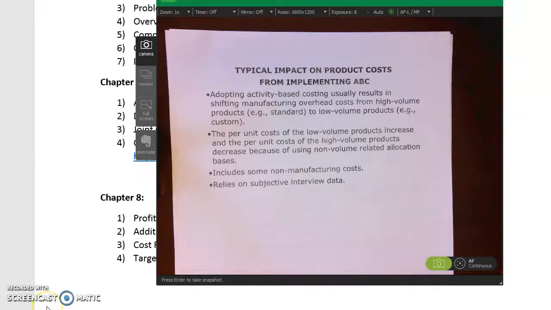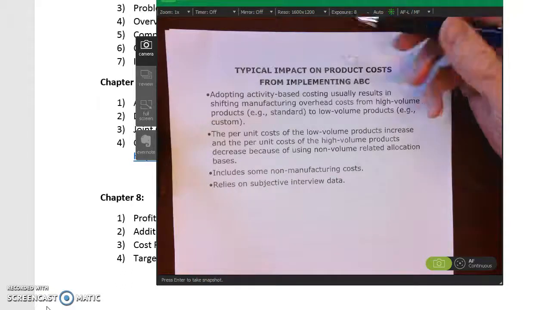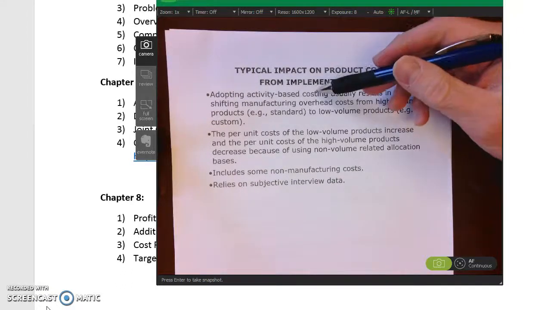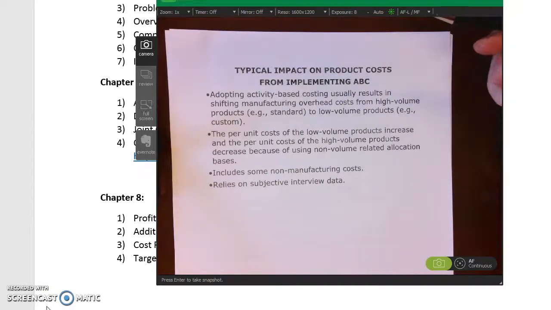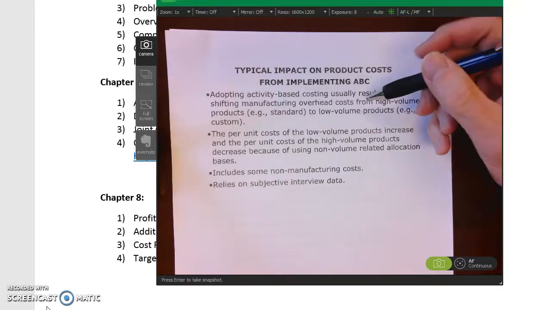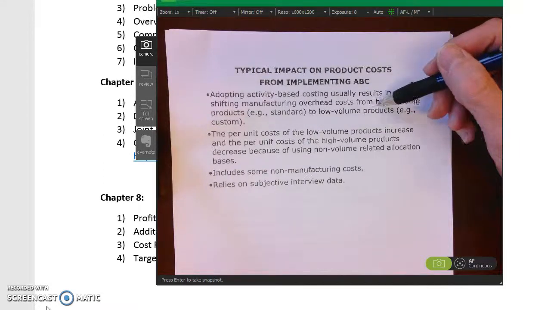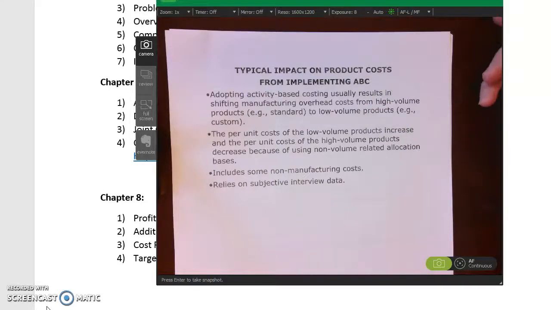As I was saying in the prior lecture video, it just kind of started to run out of time, but I just want to reiterate this: adopting activity-based costing usually results in shifting those overhead costs from high-volume products to low-volume products. The reason is that with ABC, we're not just using volume-related allocation bases. We can be using number of setups, for example, which is a non-volume-related allocation base.